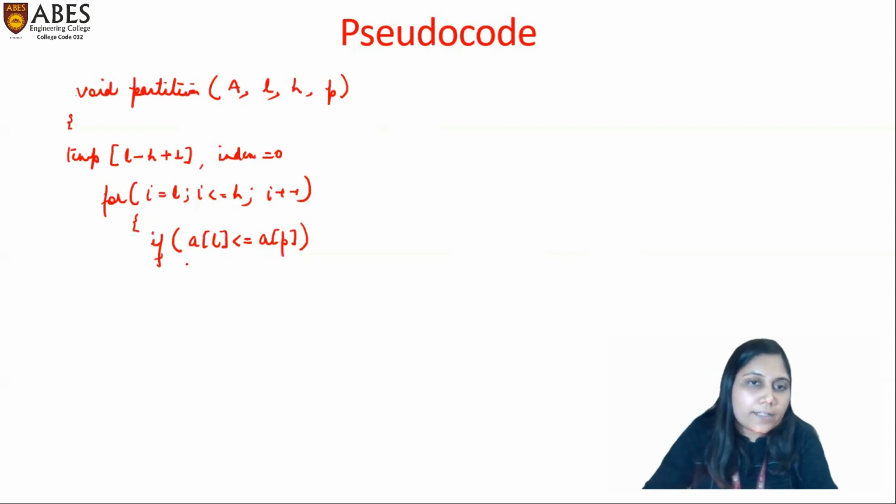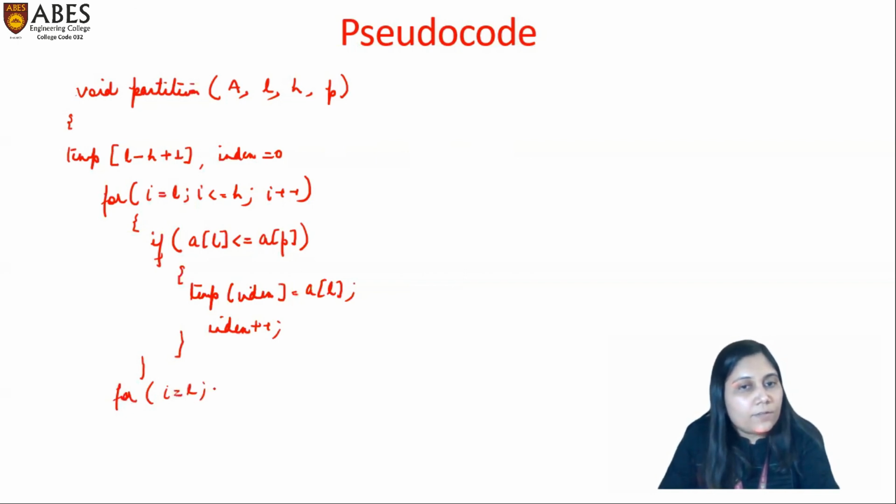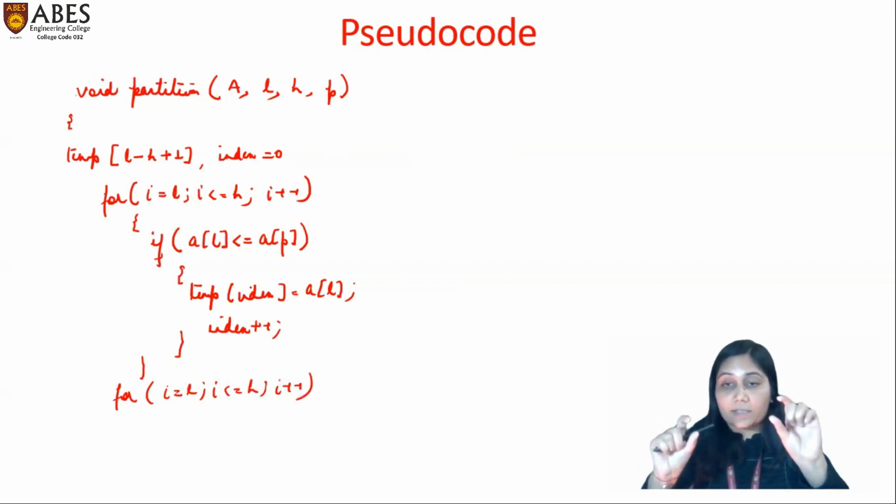So how am I going to write it? Because I have made a temporary array, the first value will be temporary of index equals A of L, and index will be incremented with plus plus. This we have already seen. Again, the same thing I am going to do for I equals L, I less than or equal to H, because we have to create the two separate parts in the same array.